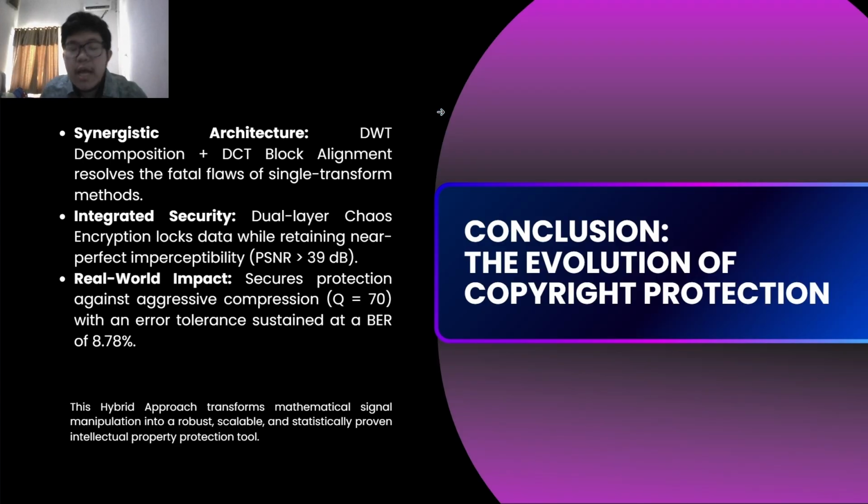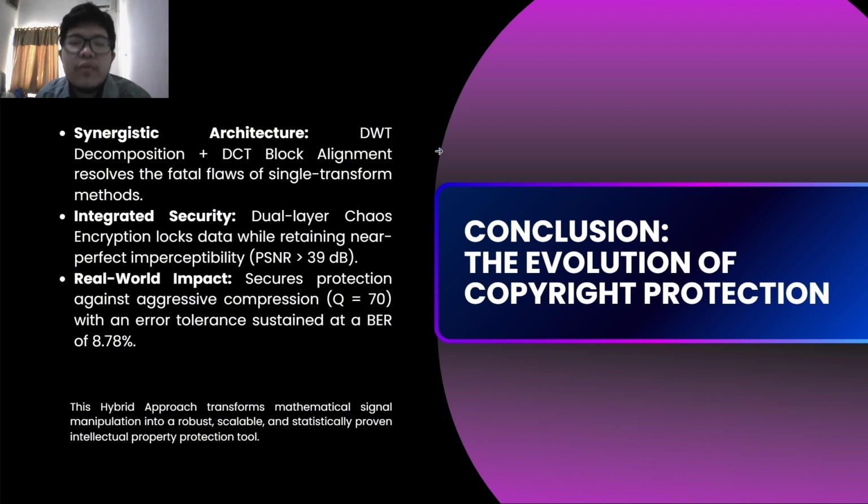In conclusion, this research is a major step forward for copyright protection. Our synergistic architecture resolves the flaws of older methods. Combined with dual-layer chaos encryption, we secure the data while keeping it visually imperceptible.